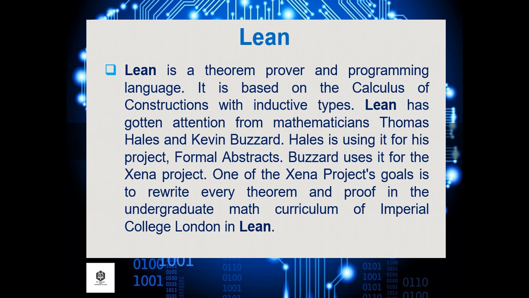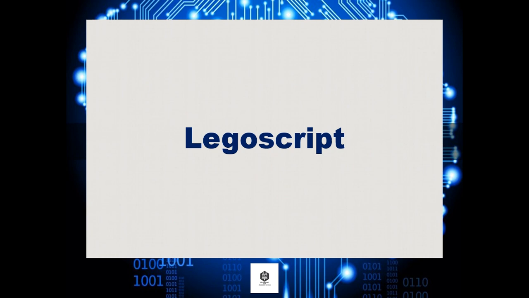Lean has gotten attention from mathematicians Thomas Hales and Kevin Buzzard. Hales is using it for his project, Formal Abstracts. Buzzard uses it for the Xena project. One of the Xena project's goals is to rewrite every theorem and proof in the undergraduate math curriculum of Imperial College London in Lean.